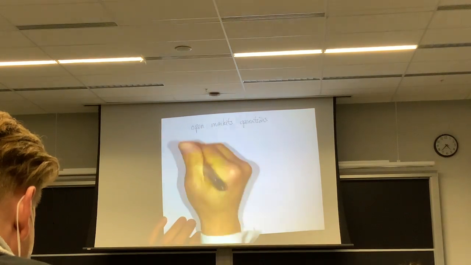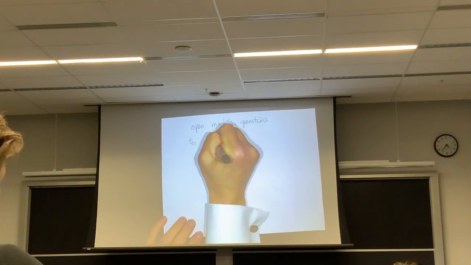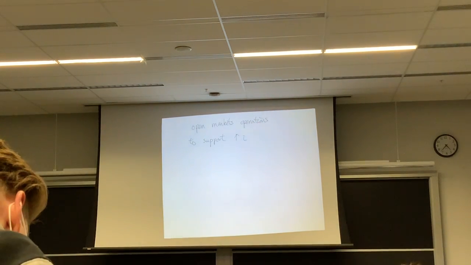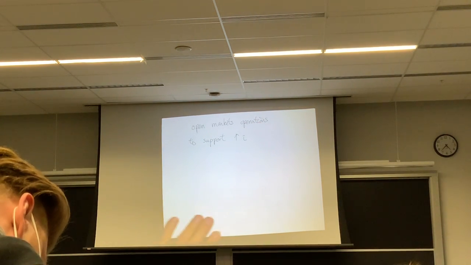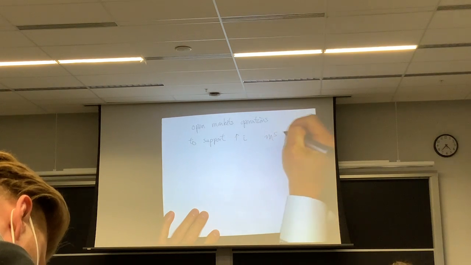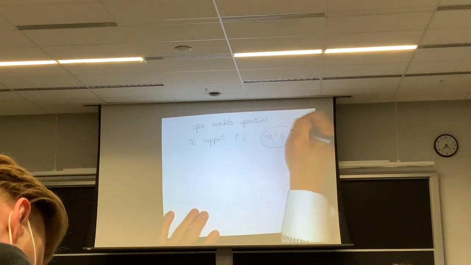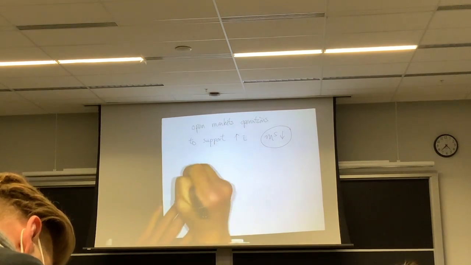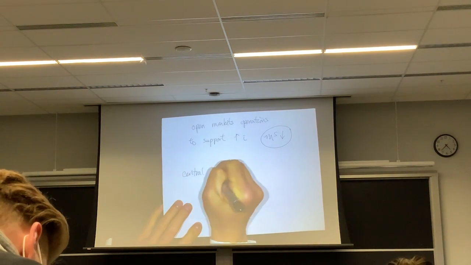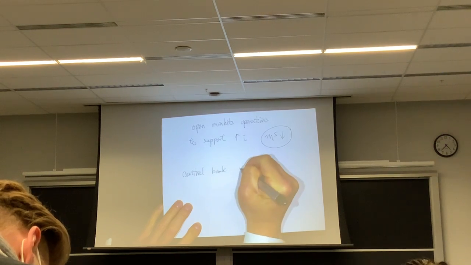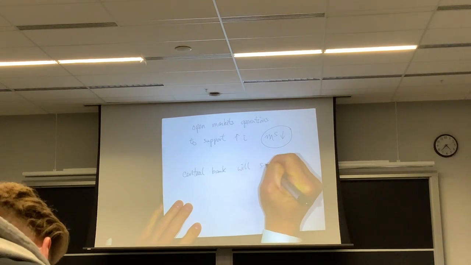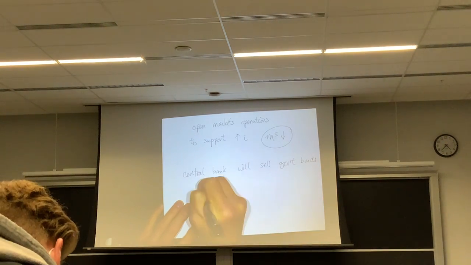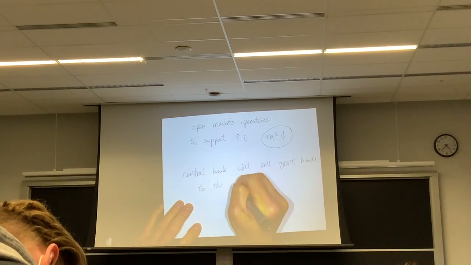In other words, to support the increase in the interest rate, money supply must drop. So in order to reduce money supply, the central bank will sell government bonds to the public.